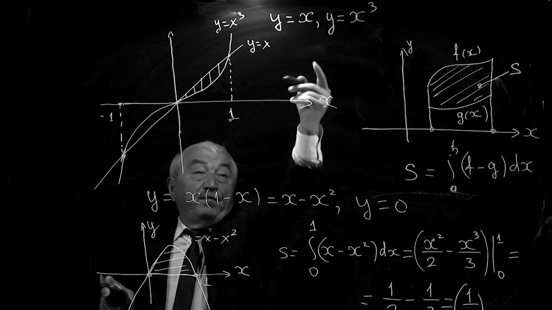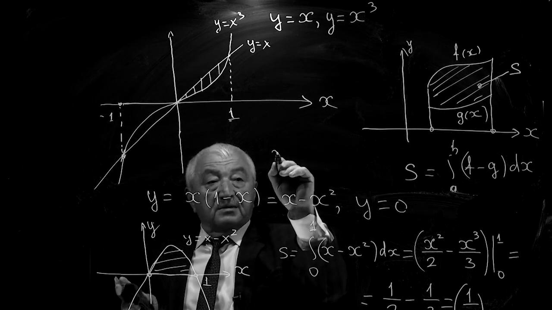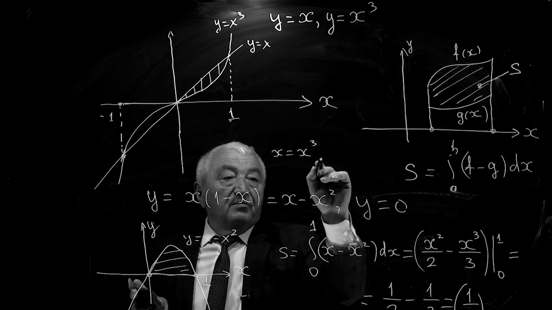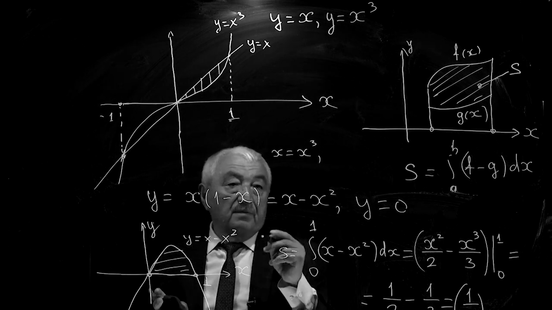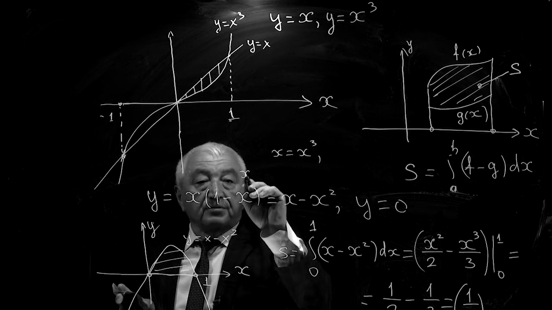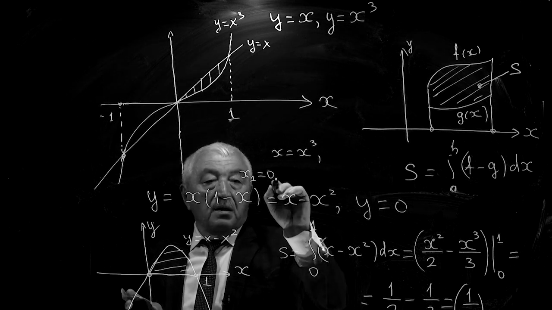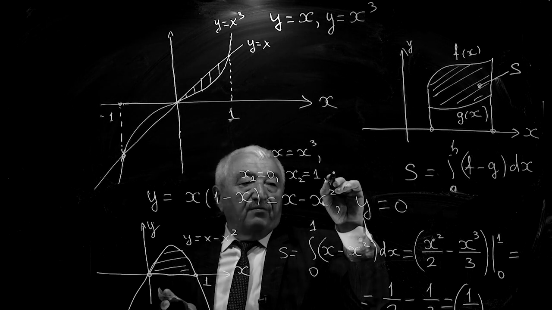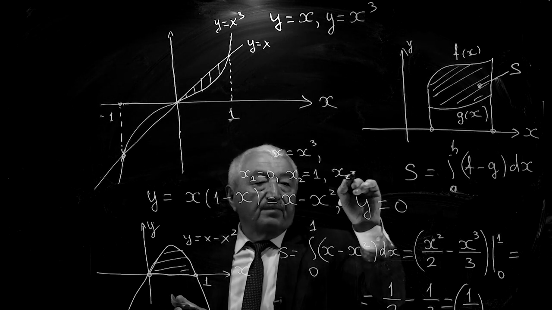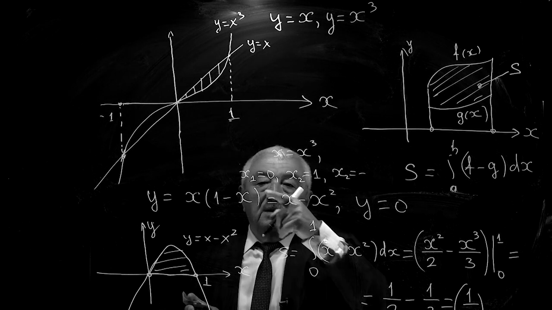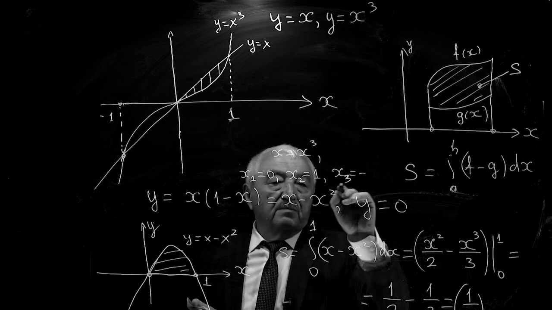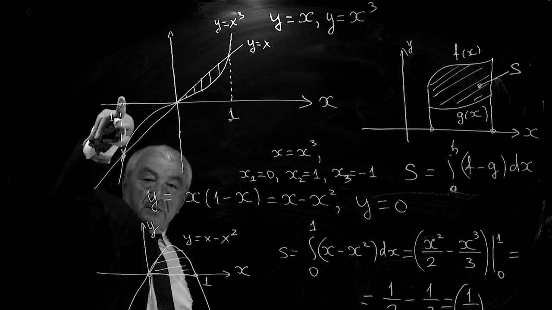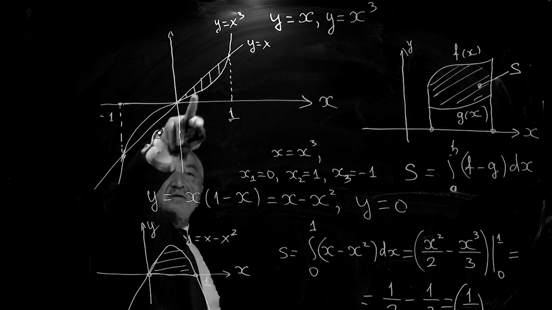If we solve the equation x equals x to the power 3, we get three roots. The first root is 0, the second root is 1, and the third root is minus 1. The points of intersection are minus 1, 0 and 1.